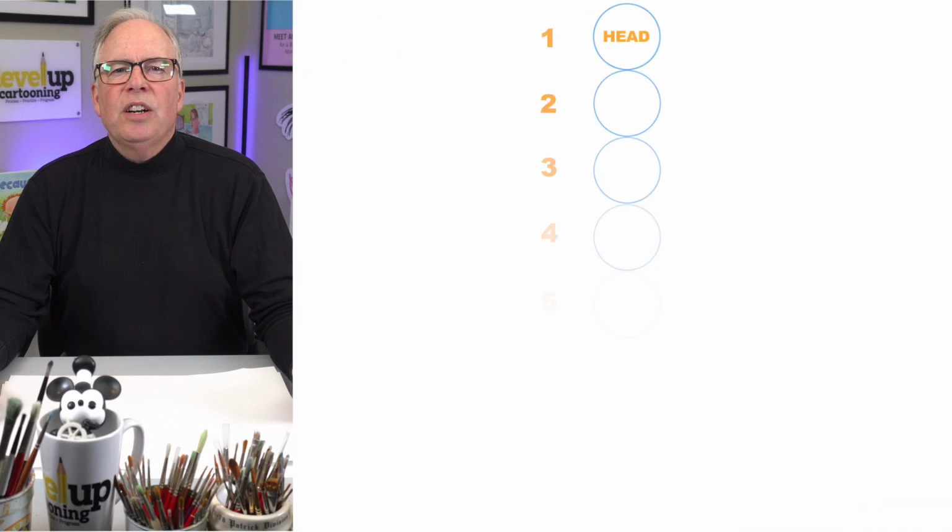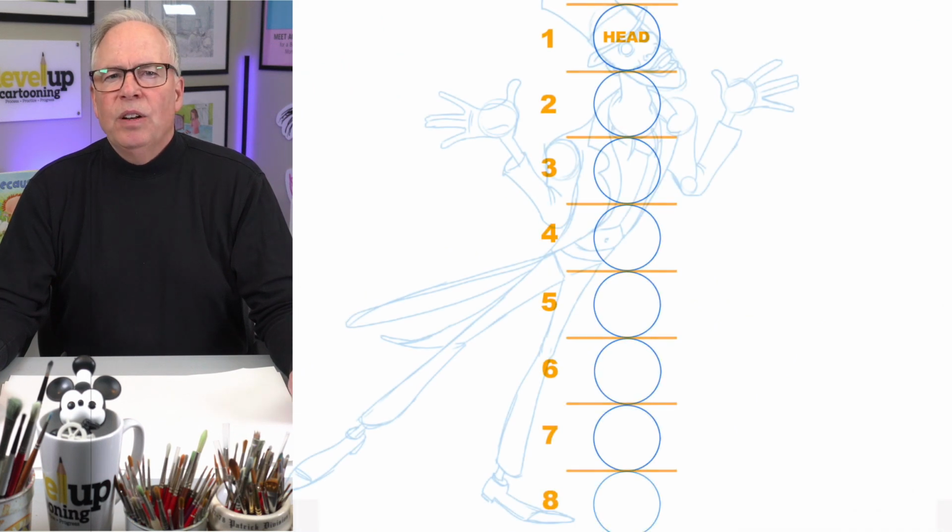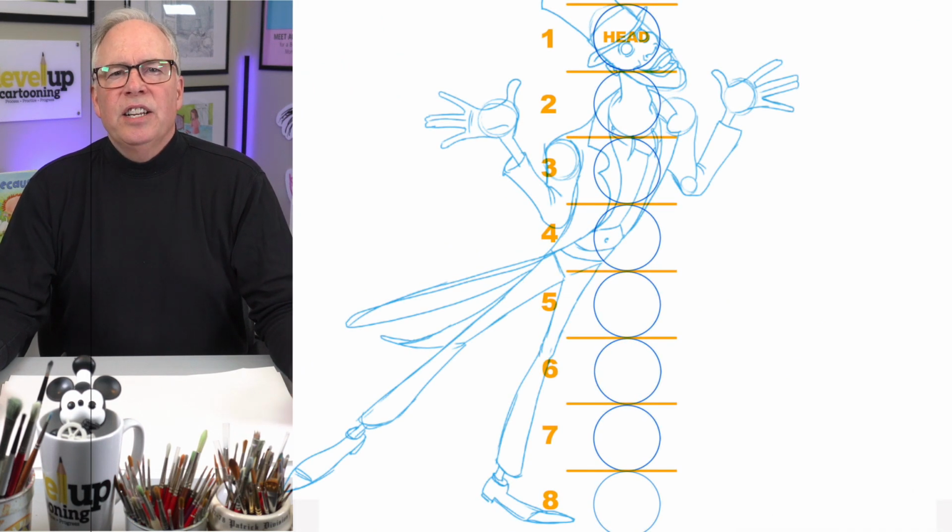In this pose, Dr. Facilier is roughly 8 heads tall. In other words, however tall his evil head is, his entire evil body is roughly 8 of those, not counting his tall top hat. Okay? So let's start with a roadmap for Dr. Facilier.